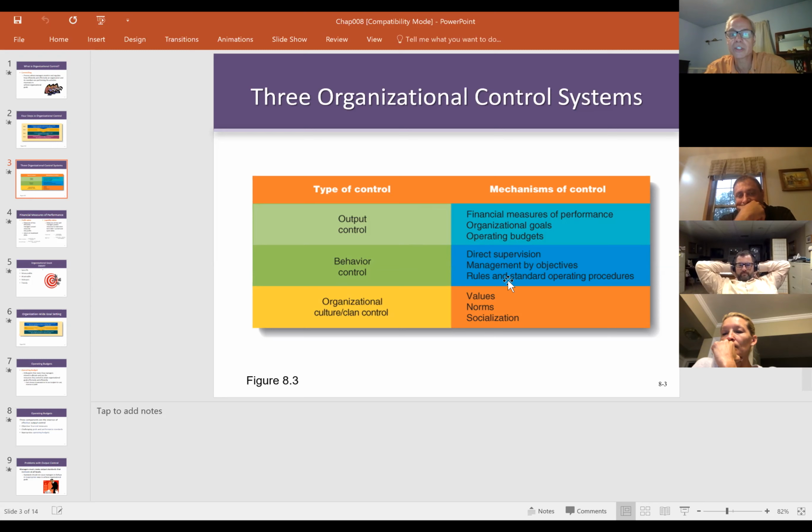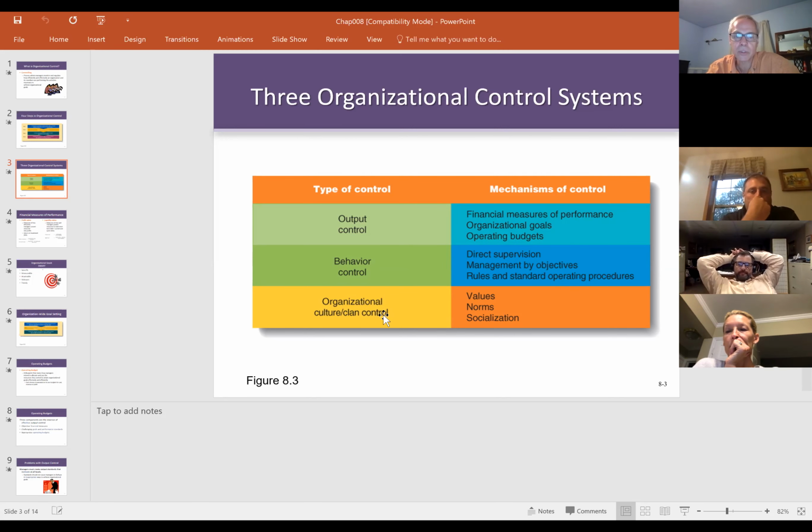Behavior control, this is not with numbers. This has to do with how you control the behaviors of the employees, like direct supervision, setting goals, and management by objective reviews, those type of things. And we'll talk about management by objectives in a little bit here.